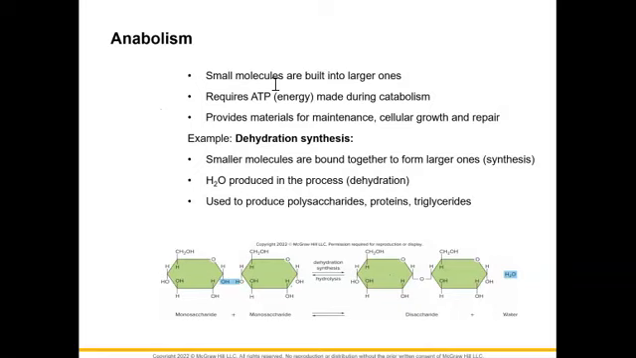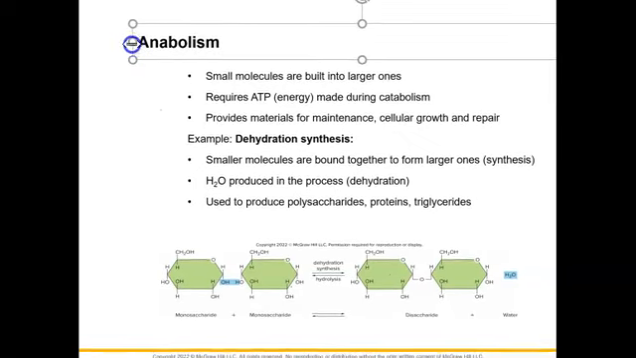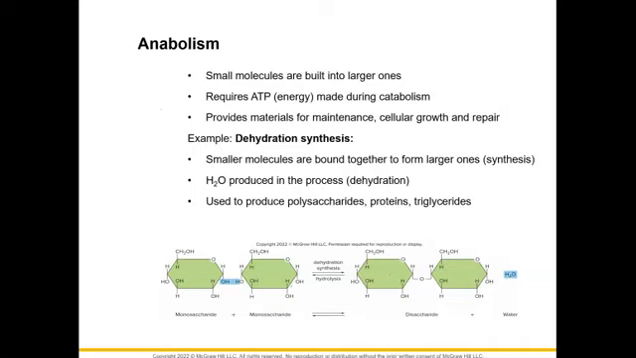I sort of remember these reactions as anabolic reactions being used to add things together, and ATP is required. So I just think about the fact that all of these things begin with the letter A.